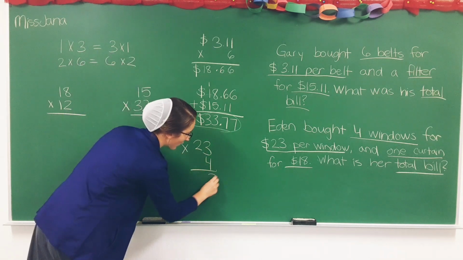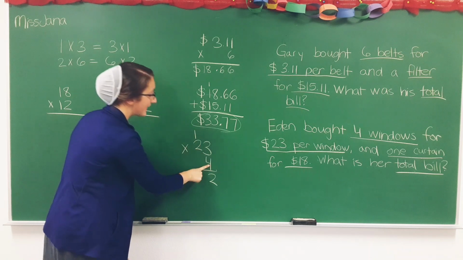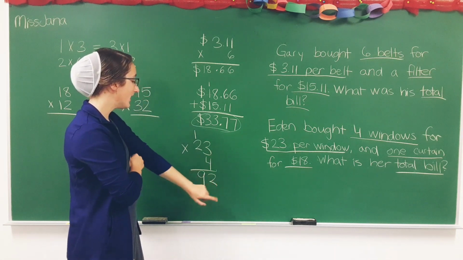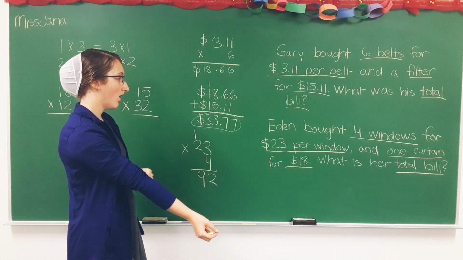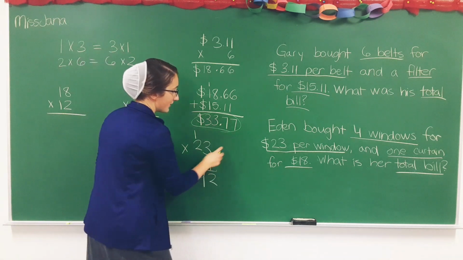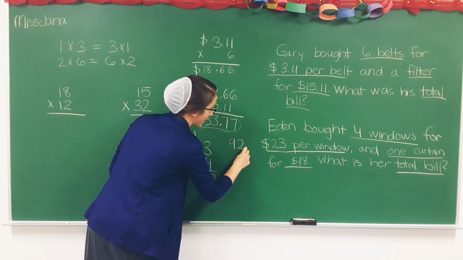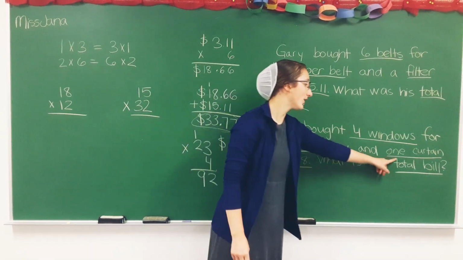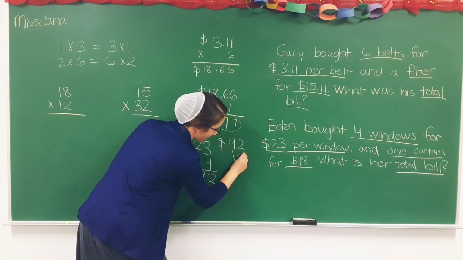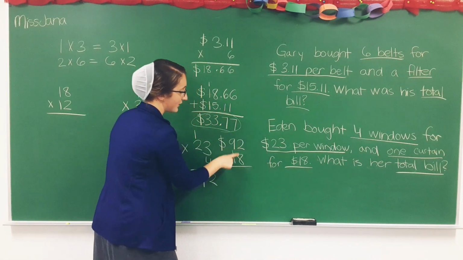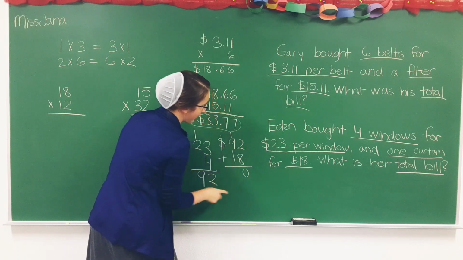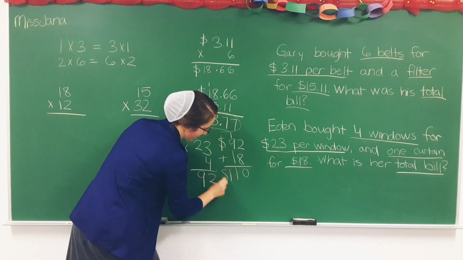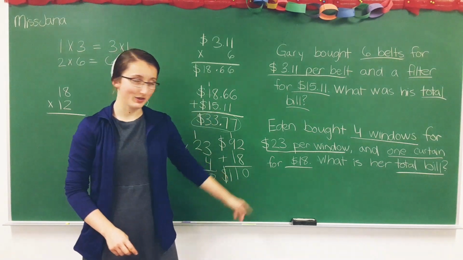3 times 4 is 12. 2 times 4 is 8. 8 plus 1 is 9. So she spent $92 on 4 windows. That's part of the total bill. So we're going to add up the total bill. Then she also bought 1 curtain for $18. Let's add this together. 2 plus 8 is 10. 1 plus 9 is 10. 10 plus 1 is 11. So her total bill was $110.